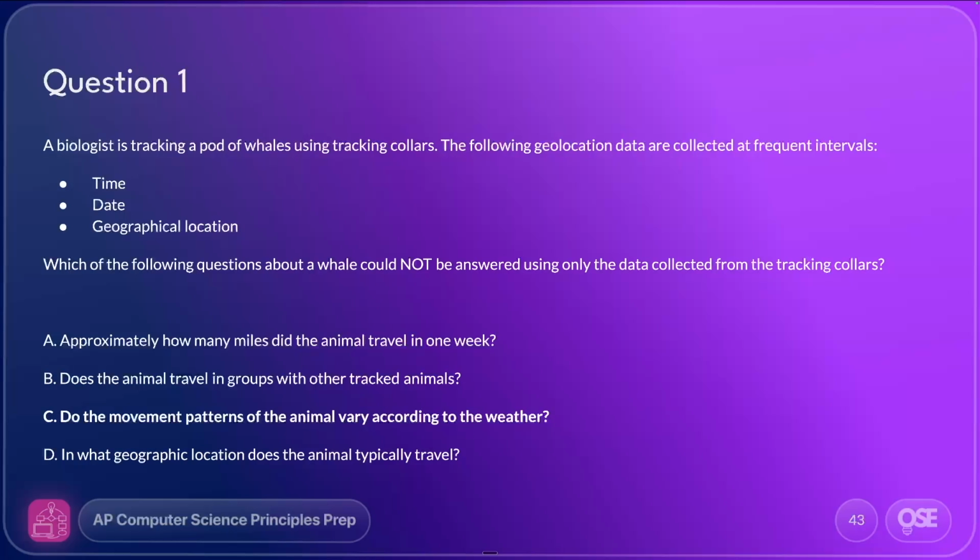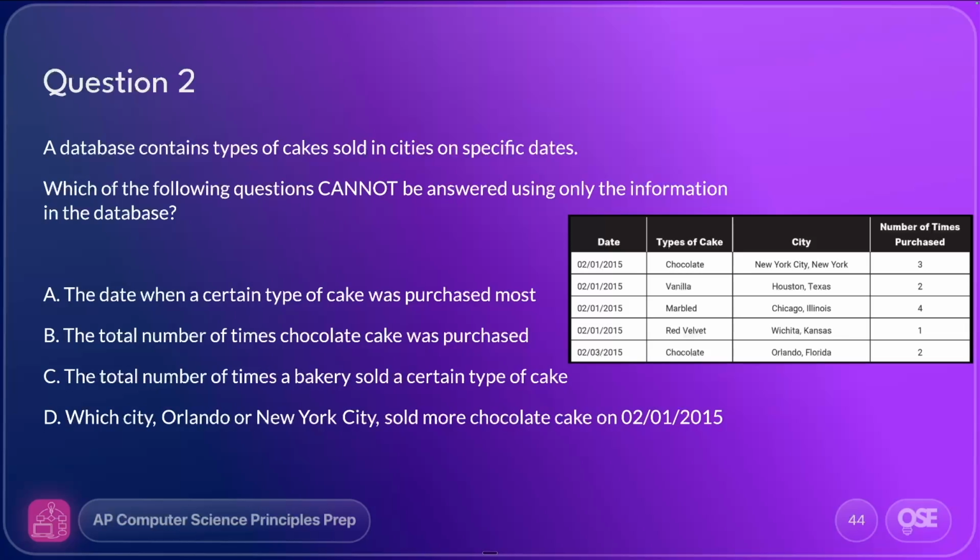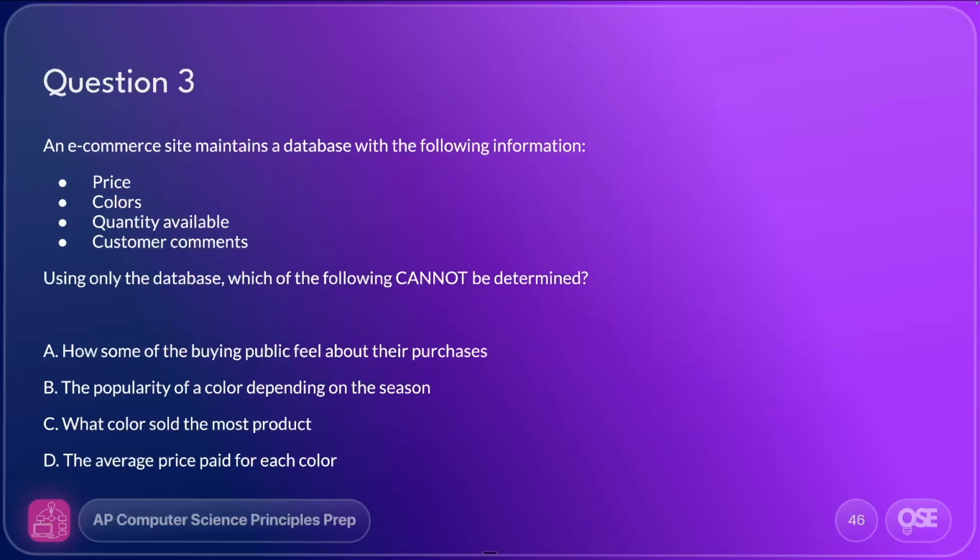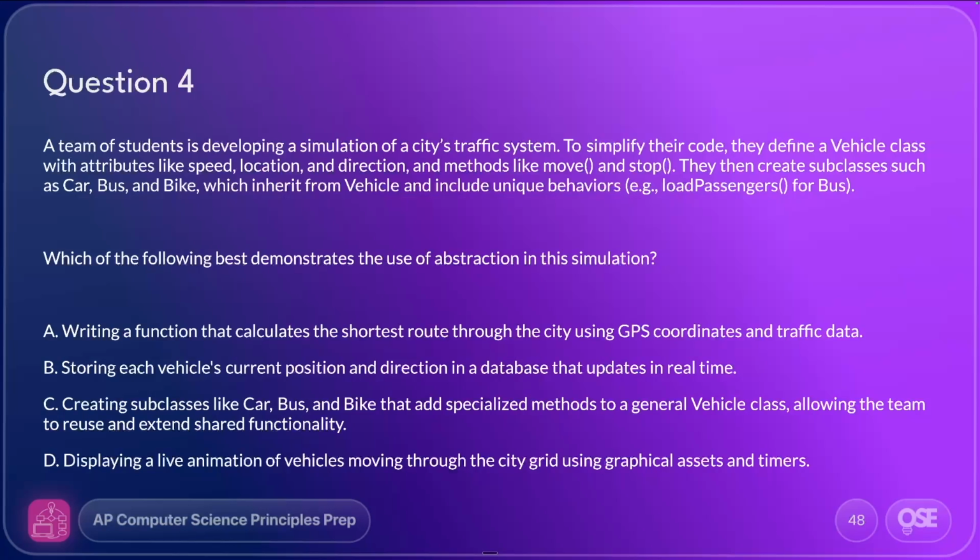Five, 4, 6, 7, 2, 1. Answer is D. Third question. 5, 4, 3, 2, 1. Answer is B. Fourth question. Feel free to pause right now. Fourth question is C.